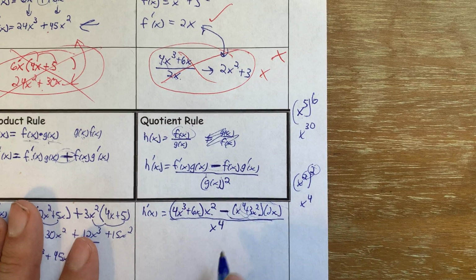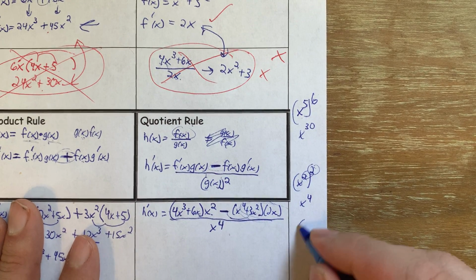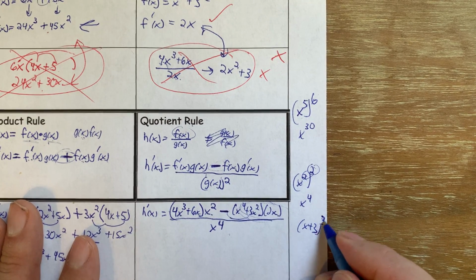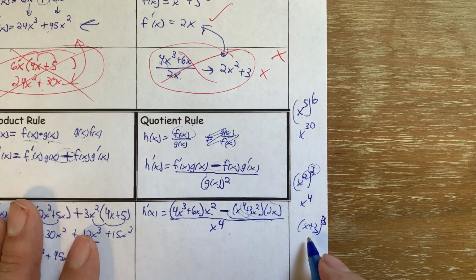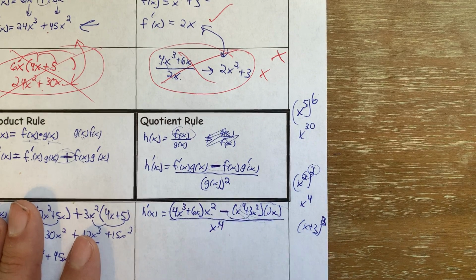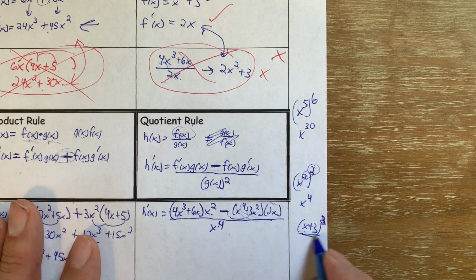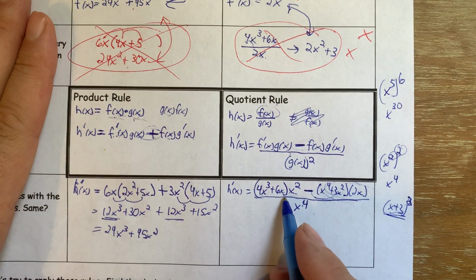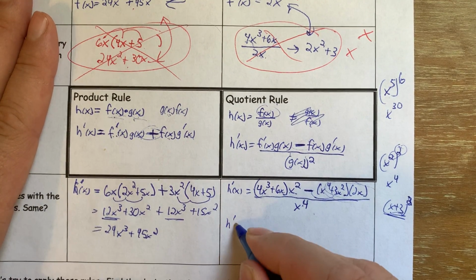And stylistically, sometimes the bottom is like x plus 3, and you're going to cube it, or you're going to square it. You don't need to multiply this out or anything. If it's just a monomial, yeah, go ahead and square it. But if it's like a binomial or something, just leave it as x plus 3 squared. It's fine. And then the top will often simplify. And this is going to be really ugly, guys. I hate this so much.